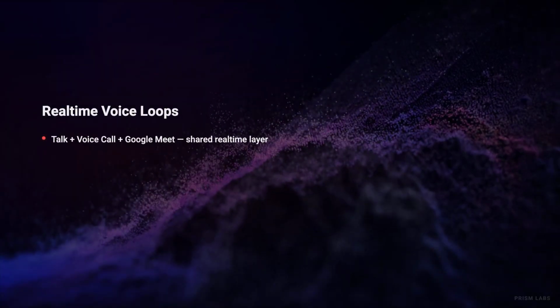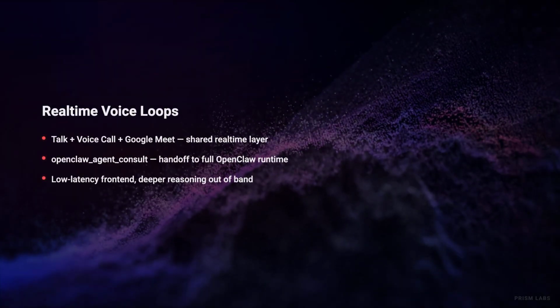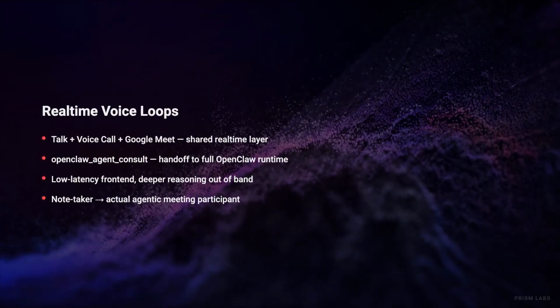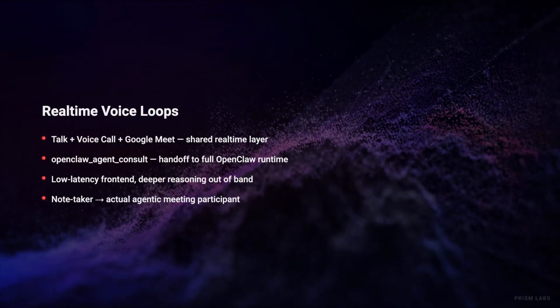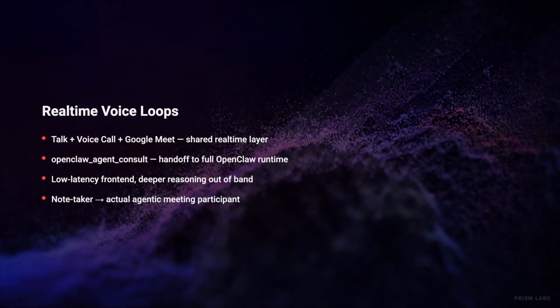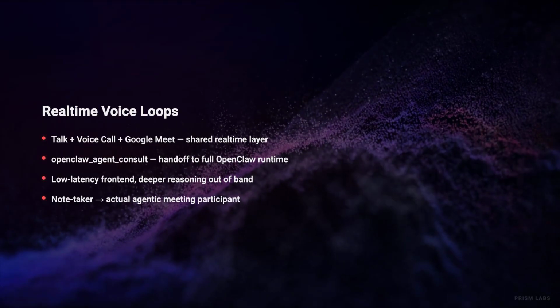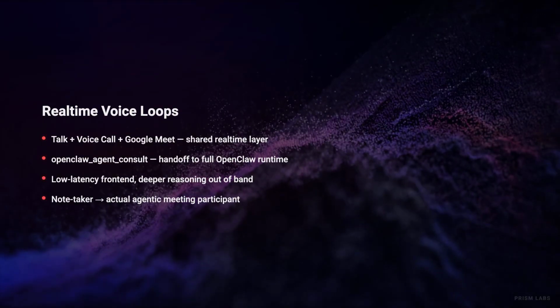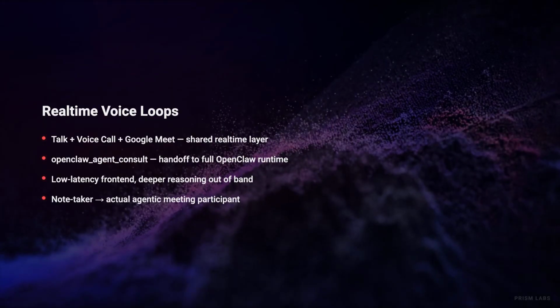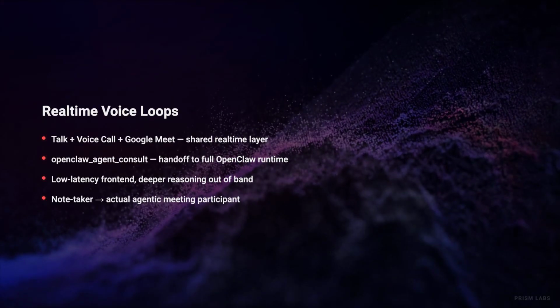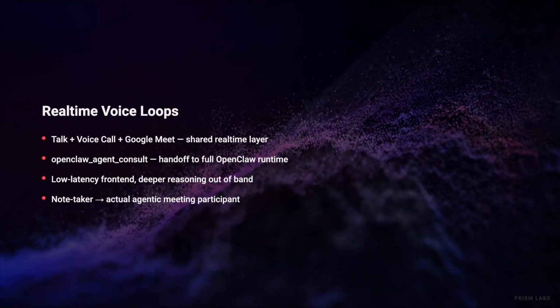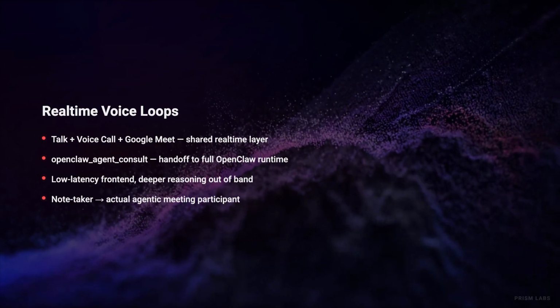Second major beat. Real-time voice loops now work across Talk, VoiceClaw, and Google Meet. They share a single OpenClaw agent/consult tool. Here's what that means in practice. You are on a Meet call. Someone asks a question that needs a tool call. Pull a Salesforce record, check a Jira ticket, run a database query. The agent on the call says, hold on, consults the full OpenClaw agent in the background using OpenClaw.